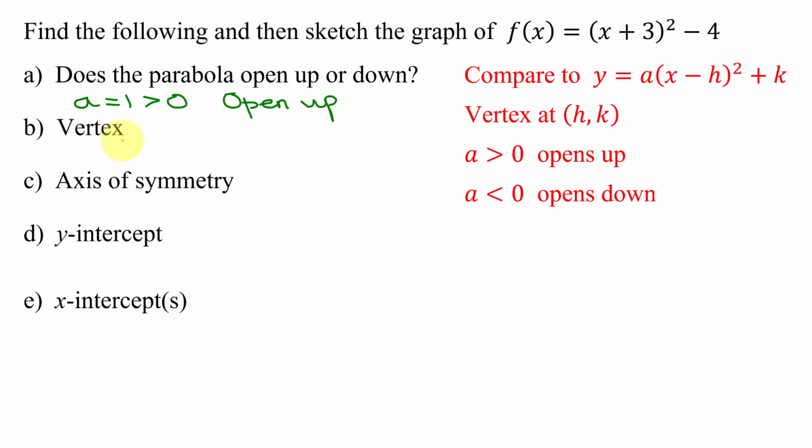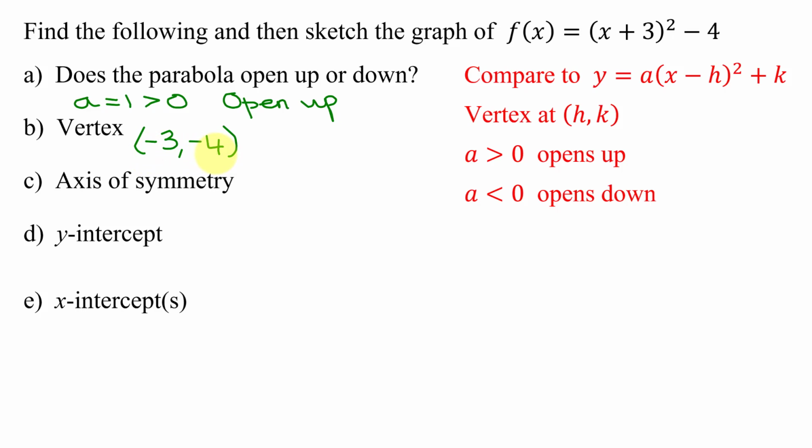Next, I need to find the vertex. Remember, the x value of the vertex, h, is the opposite in sign to the quantity that's inside the parentheses. The y value of the vertex is the same sign as this quantity. So looking at our example, the x value of the vertex is going to be the opposite of this number, so the x value is going to be negative 3. The y value is going to be the same sign as this, so it's going to be negative 4.